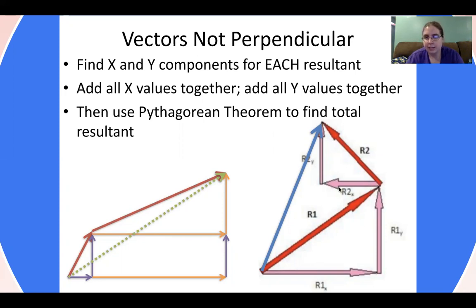Here we have the x of R2 and the y of R1. Now, you notice the x values are going in opposite directions. And what do we say? How do we show an opposite direction? With the negative sign. So to the right would be positive plus this negative value. And then we have two y values going in the same direction, so we would add those together.